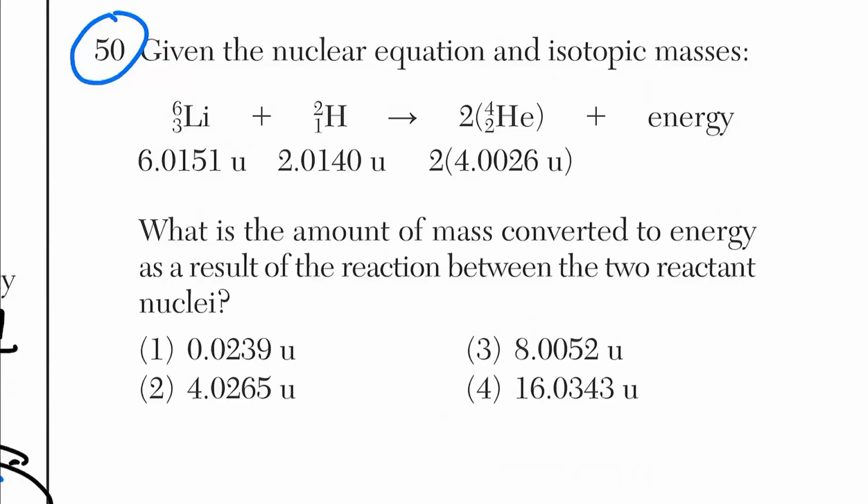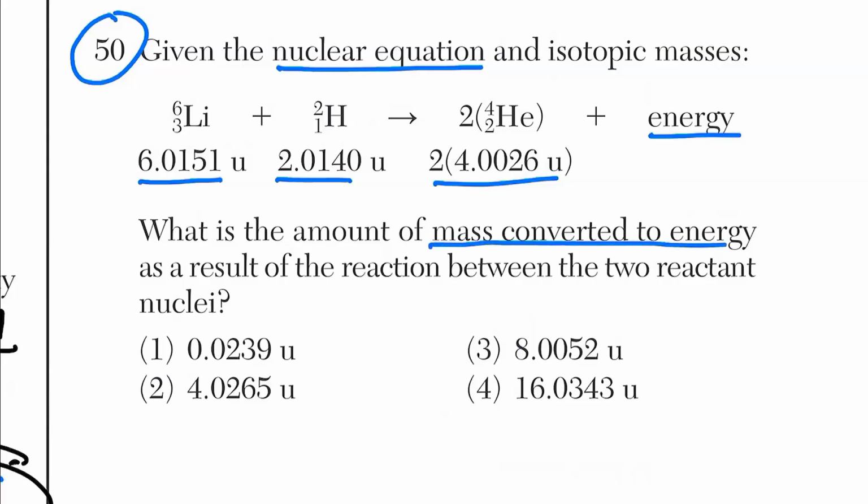But in any case, I'm looking at this reaction here. And it says, given the nuclear equation, hey, it's a nuclear equation because chemicals are not being bonded and rearranged in different formulas. We're showing how the nucleus or nuclei are changing when these guys slam together to give off energy. And this would be an example of a fusion reaction, okay? So here comes the question. What is the amount of mass converted to energy?